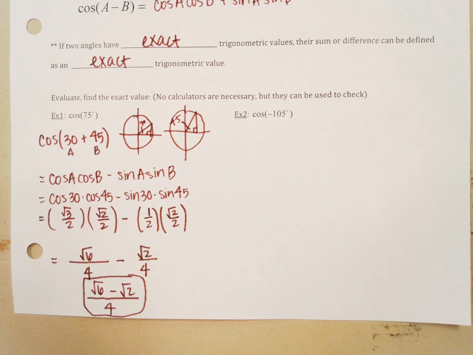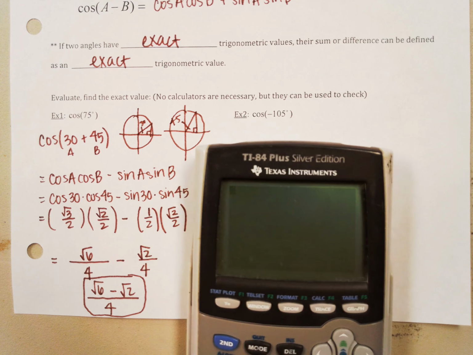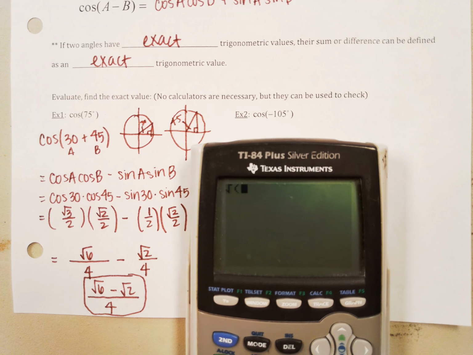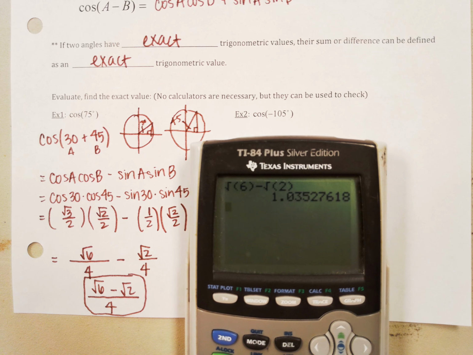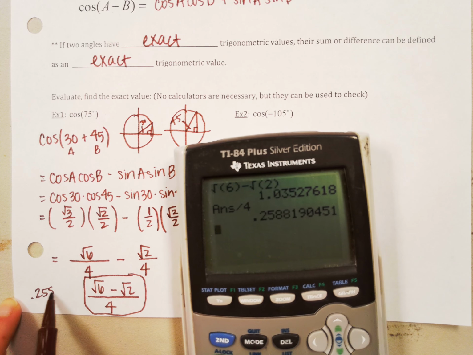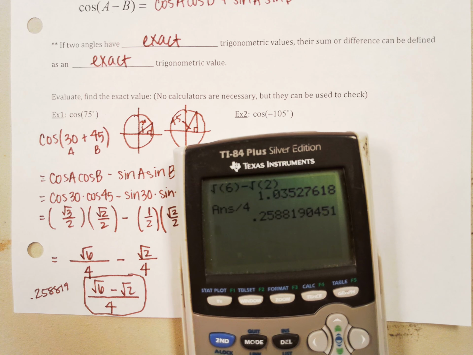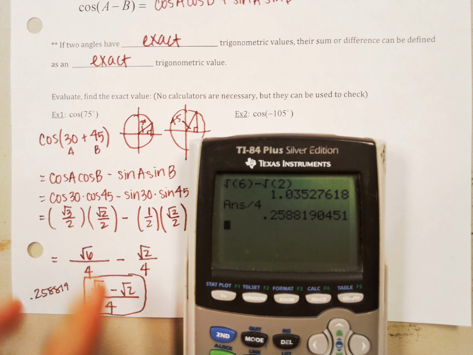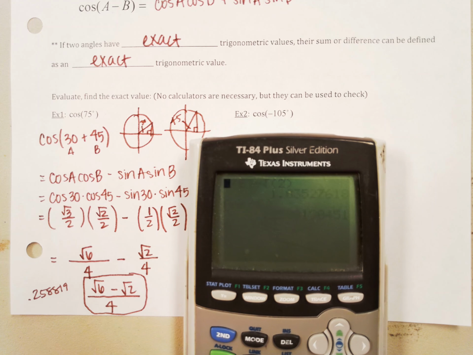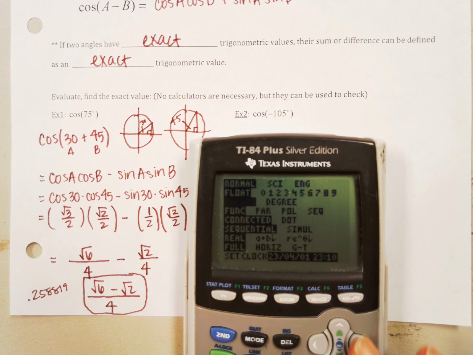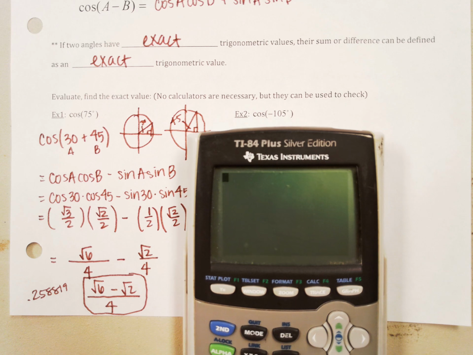Just because we have a calculator, I want to see if this actually does work. In your calculator, let's find a decimal approximation for this, just so we can check to see if we did our math correctly. So we'd have root 6 minus root 2, divided by 4. We get a decimal approximation of 0.258819, and so on and so forth. Let me double check, make sure I'm in degree mode. So I'm going to do cosine of 75 degrees, and there we go.